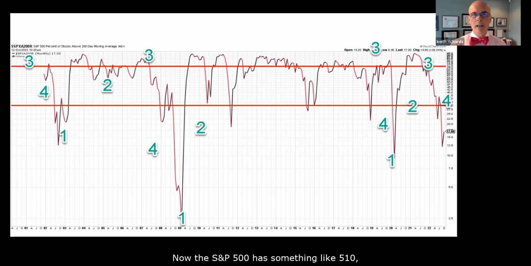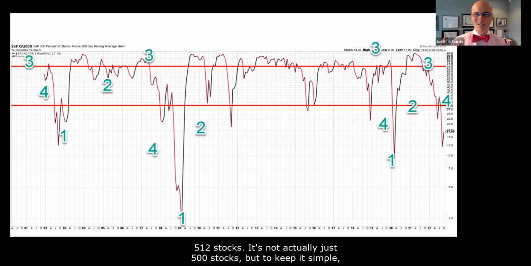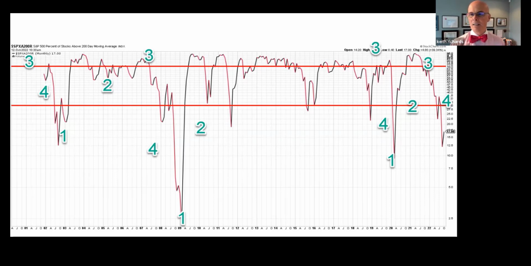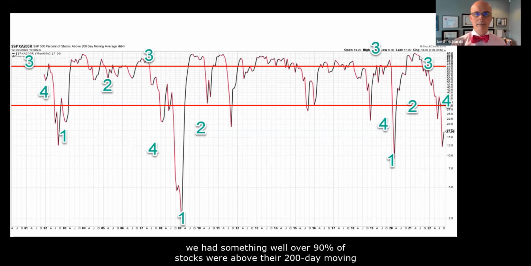Now, the S&P 500 has something like 510, 512 stocks. It's not actually just 500 stocks, but to keep it simple, it's about 500 stocks. And when the indicator's up here, that's 95 right there. So back in 2021, we had something well over 90% of stocks were above their 200-day moving average. Nothing could go wrong. The market was going up, and it was never going to go down again. That's the attitude during these phase 3 tops. They can last a while.